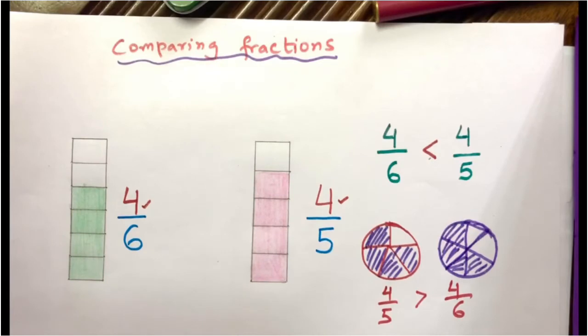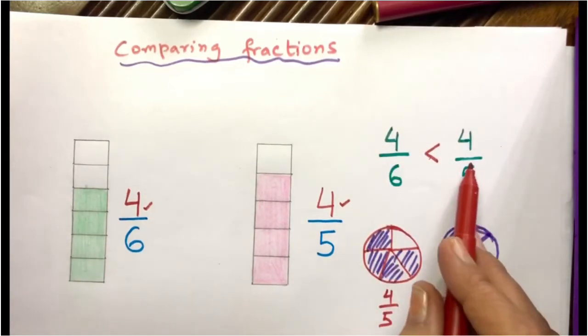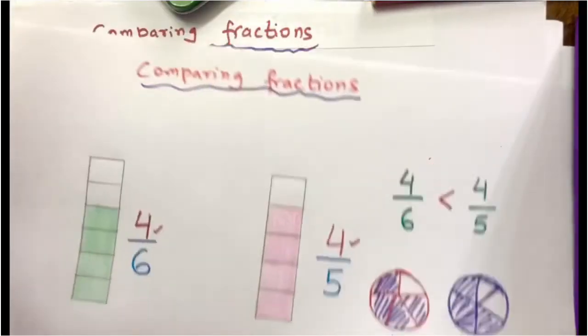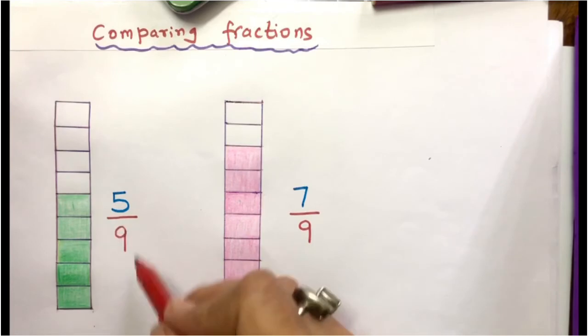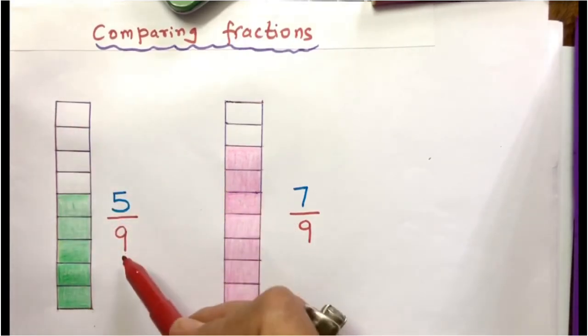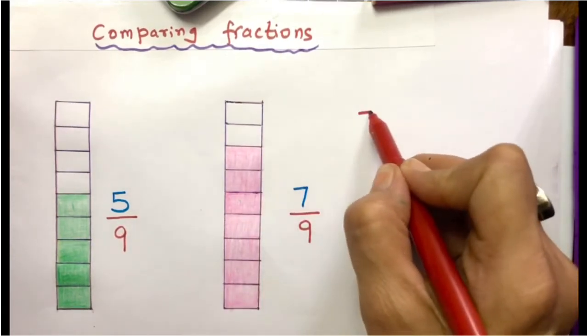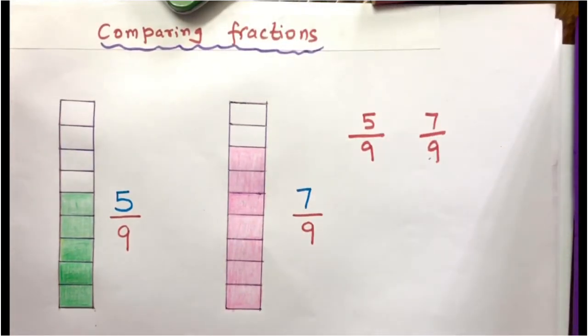Okay. Let's take another example. So for this, when the numerators are same, we check the denominators. Whichever denominator is smaller, that is the bigger fraction. Third example, let's see here. We have this one divided in 9 equal parts, and same here, 9 equal parts, and we have fractions 5 ninths and 7 ninths.